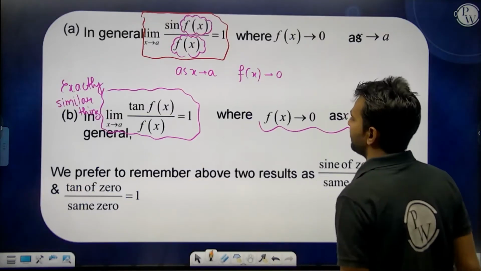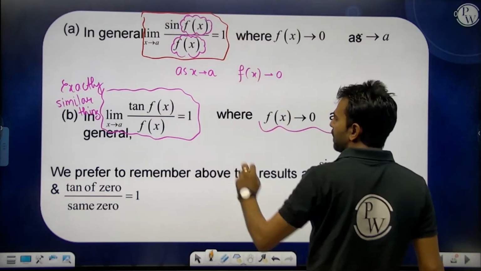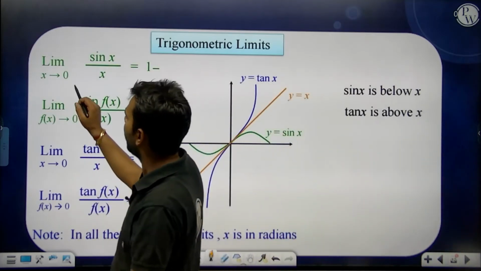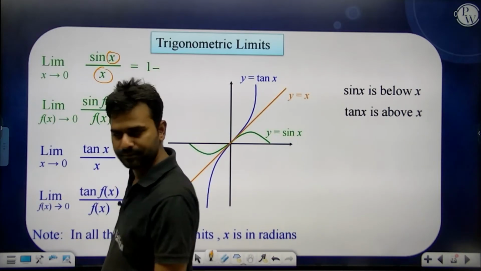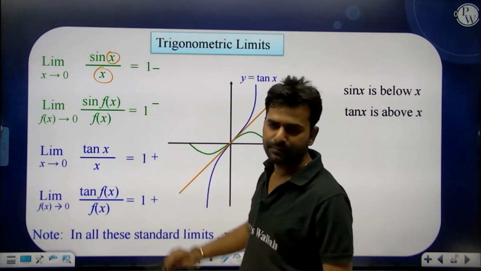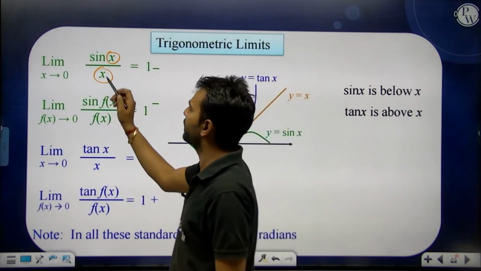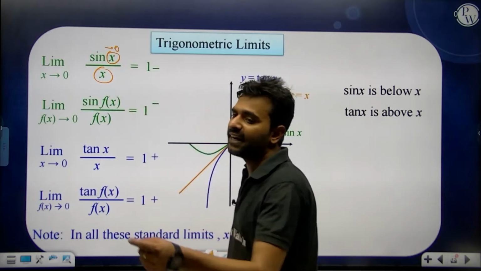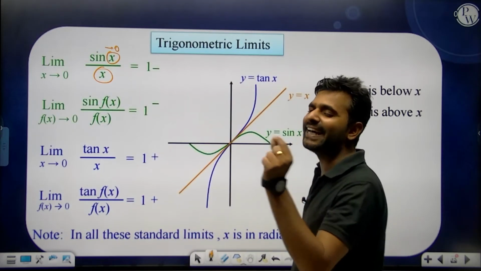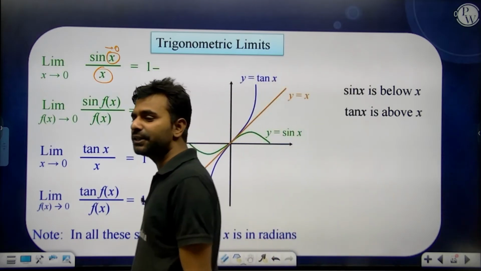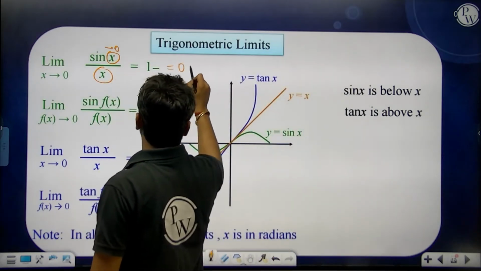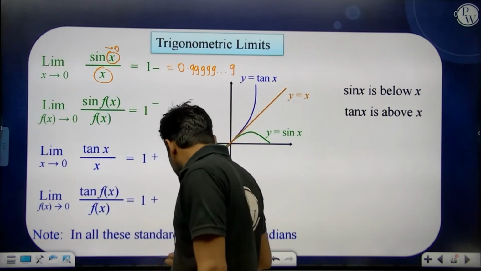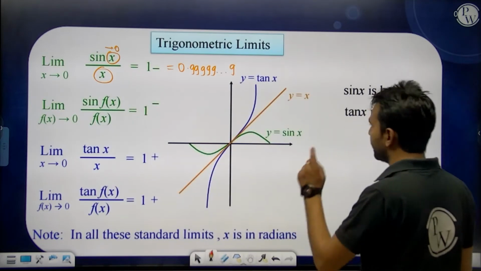Even though we say that these limiting values are equal to 1, I would like to tell you one thing over here. These are very important. Even though this thing and this thing are the same, and as x is moving towards 0, this thing is moving towards 0, so the answer has to be 1. We say that the answer is 1, but the answer is slightly lesser than 1. Slightly lesser than 1 means it is equal to 0.999999999 like that.